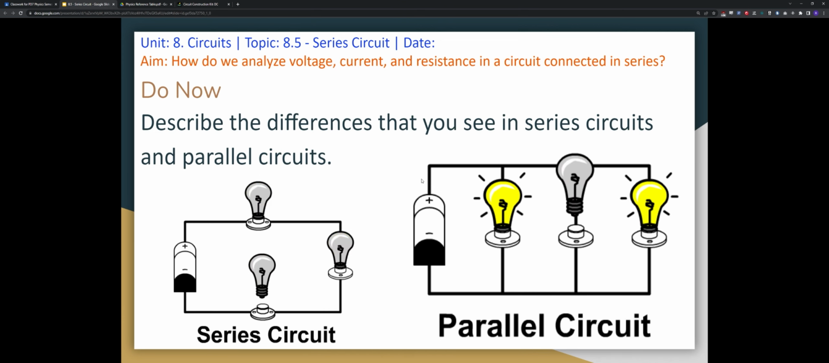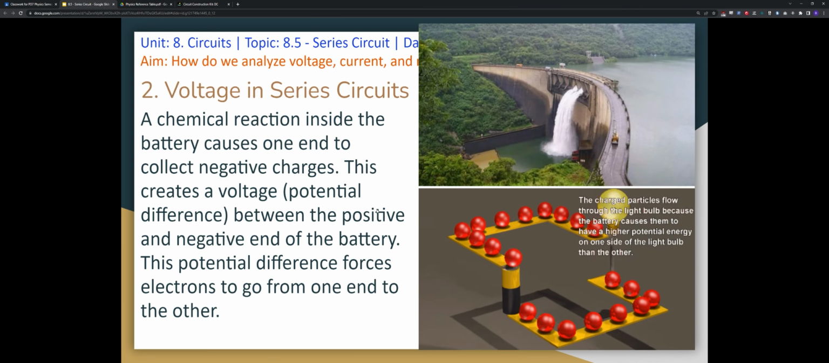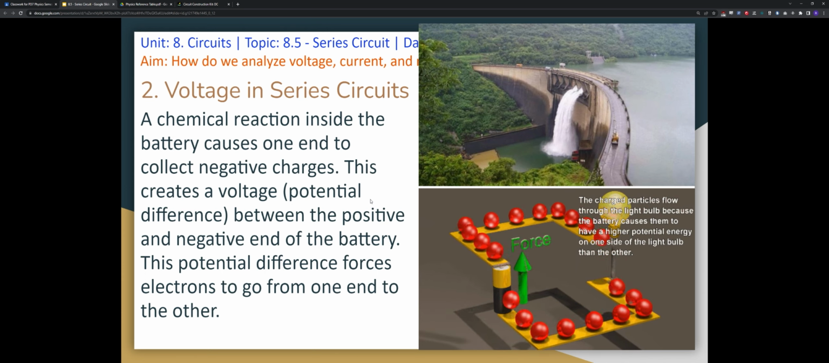But we are going to start simple. We are going to start with series circuits. It is the simplest circuit to understand. Again, a series circuit really only has one path for electrons to flow.